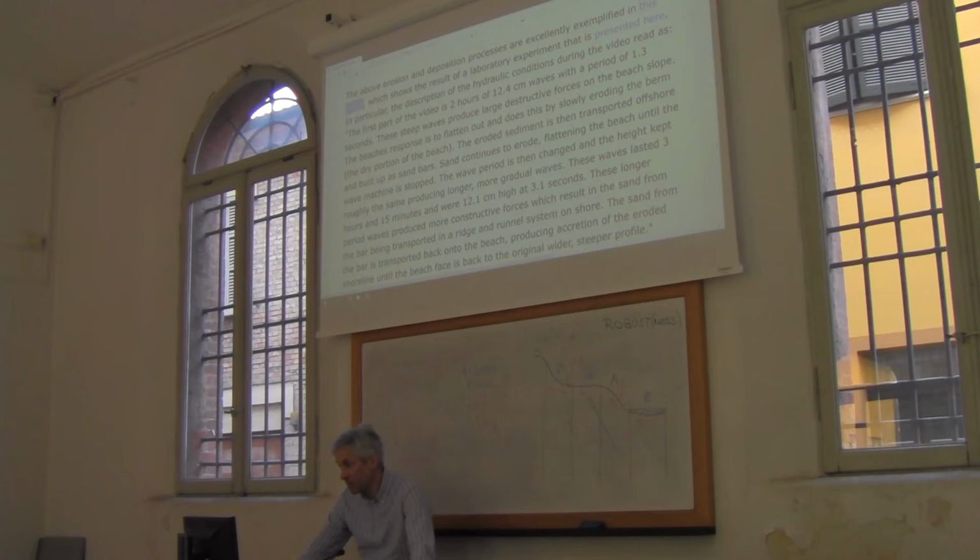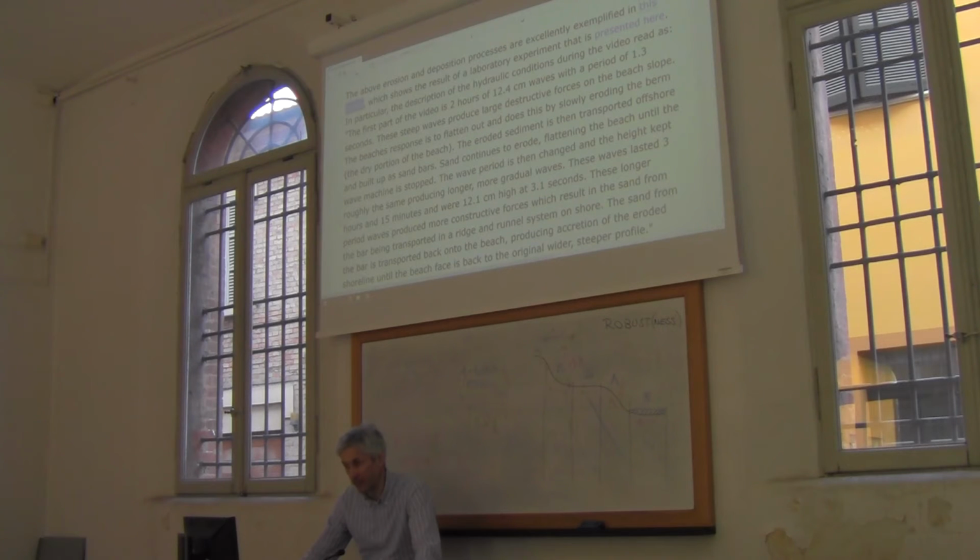On the beach slope, the beach response is to flatten out because it's destructive. And it does this by slowly eroding the berm, the dry portion of the beach. The eroded sediment is then transported offshore. We are talking about this. And built up as sandbars. Sand continues to erode, flattening the beach until the wave machine is stopped. The wave period is then changed, and the height kept roughly the same, but producing longer, more gradual waves.